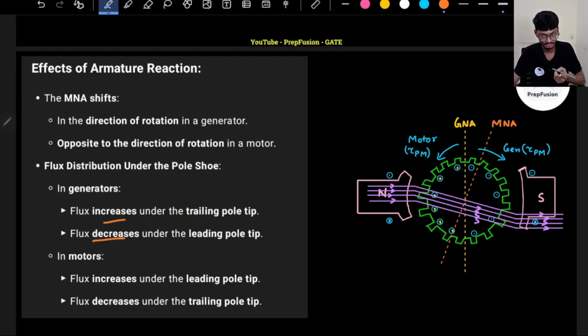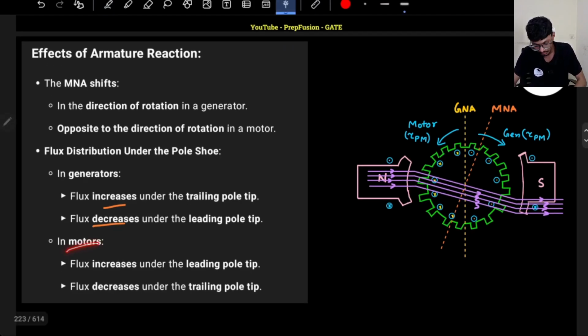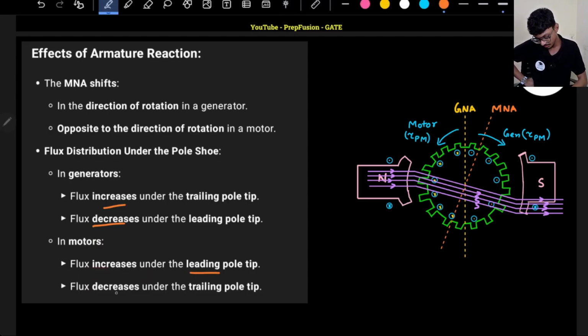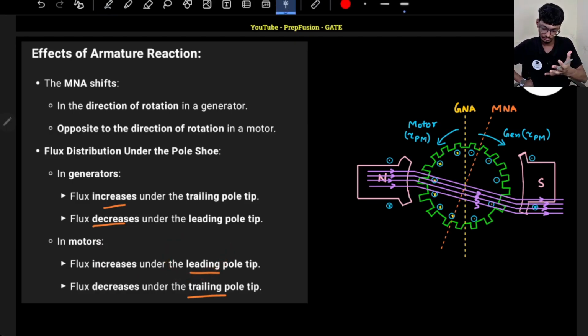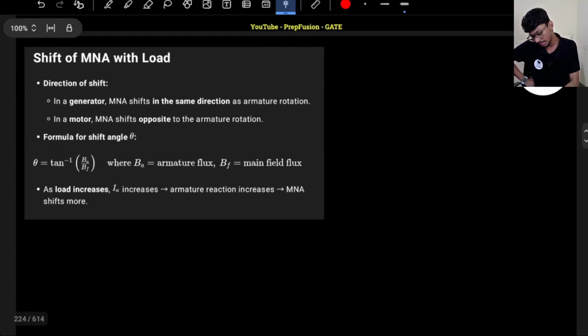That is the effect. And now for a motor, it will just be the opposite, because the rotation is opposite. So for a motor, flux increases under the leading pole tip and flux decreases under the trailing pole tip. Okay, so this is basically the effect of armature reaction. Now first, I have already discussed that MNA will be shifted.